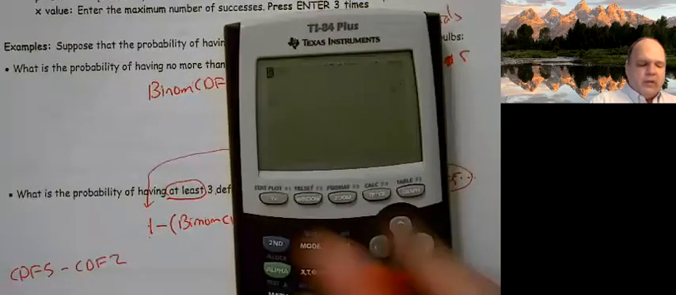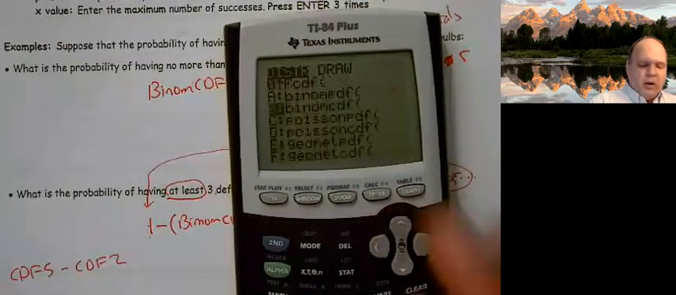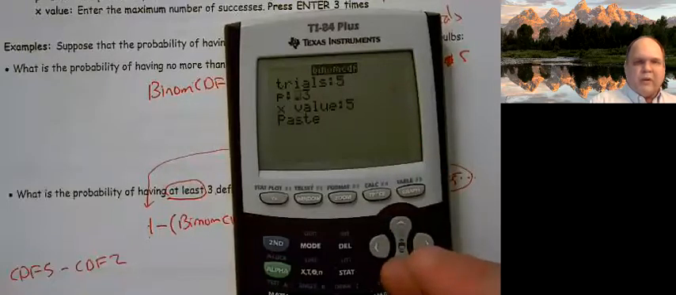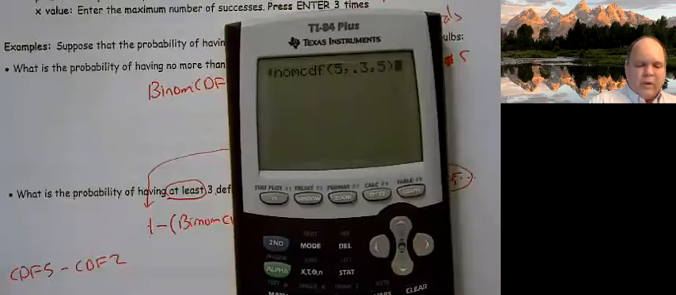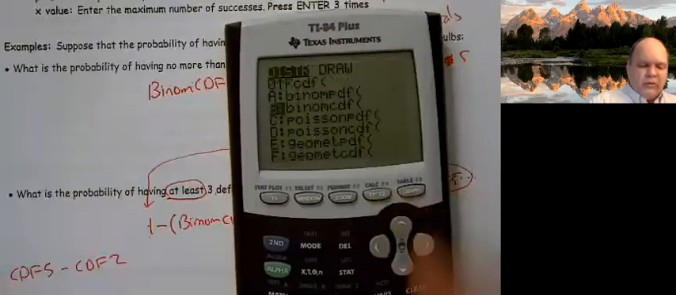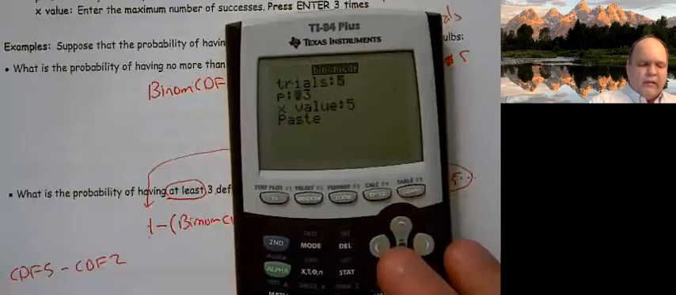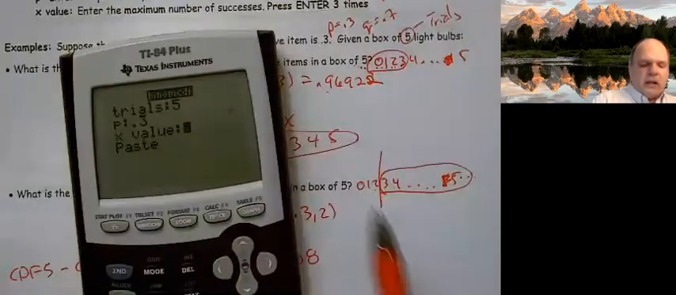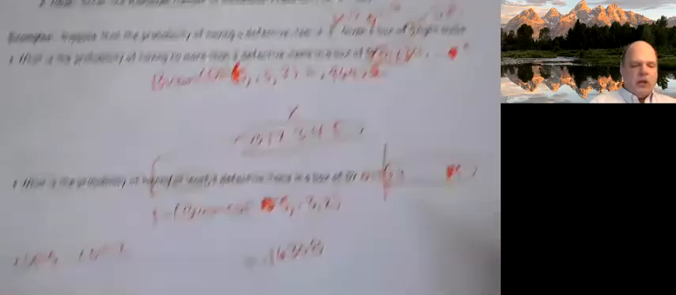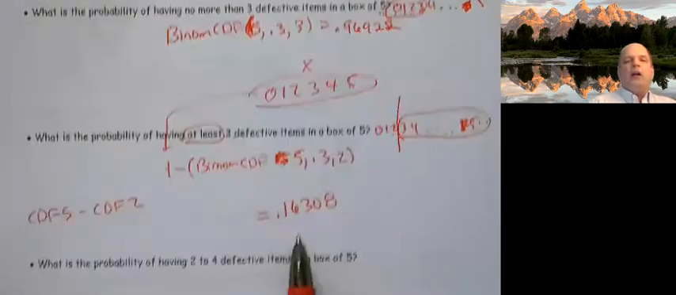Second vars, binomial CDF, trials is 5, probability is 0.3, X is 5. Enter, minus second vars, binomial CDF, trials is 5, probability is 0.3. But now I want to subtract out the thing I don't want, which is the 2. And I get 0.16308, which is exactly what we had.